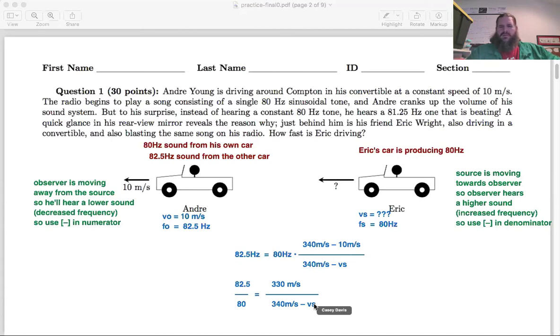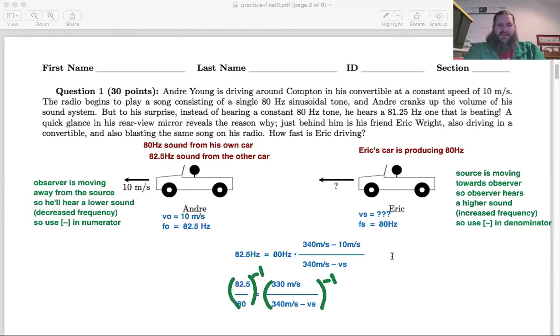Cross-multiply? You could, but actually a much easier way to do that: instead of cross-multiplying, you could get the variable to the denominator by just raising both sides to the negative one power. In other words, invert both fractions. So I would generally do that as a next step.